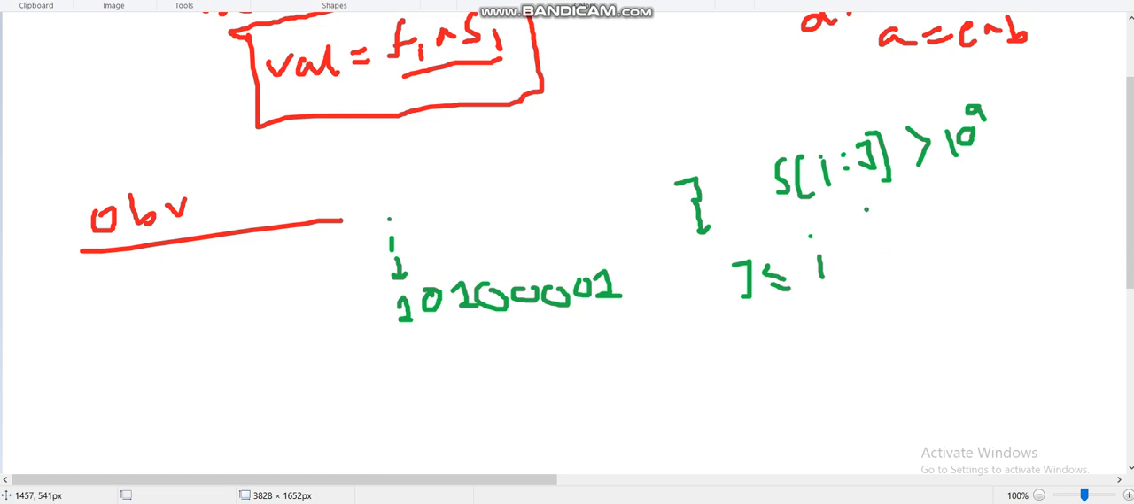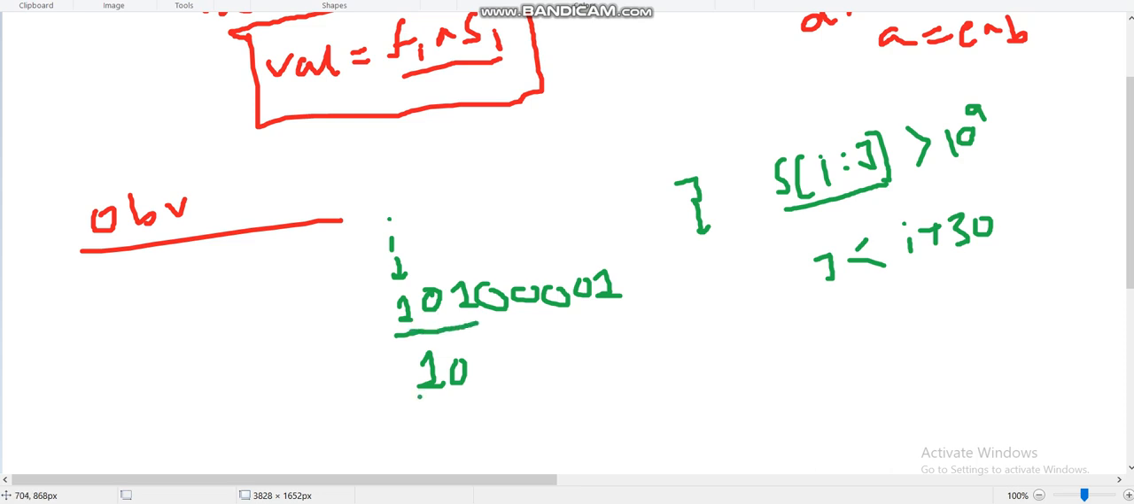Sorry, I said longest j, but we have to find the minimum j such that s[i to j] is greater than 10 to the power 9. So the minimum j should be less than or equal to i plus 30. I hope you know that, because the first character is 1. So when we add a 0 here, the value of this 1 is multiplied by 2. When we add 1 here, we are again multiplying by 2, because we have 2 to the power 2 here, and again we add 0, so the value will be multiplied by 2.